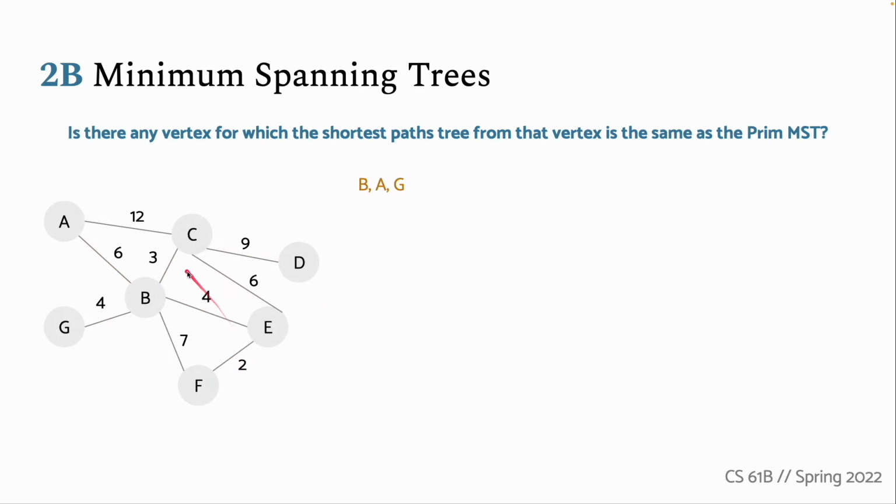Of course, this is not the case for everything. For instance, for C, this isn't the case. The shortest path from C to everything is not included in our MST because the path from C to E directly is only 6, but going through B takes 7. However, in our MST, we have these two lines and not this line included.